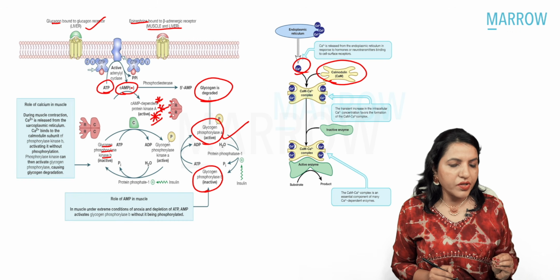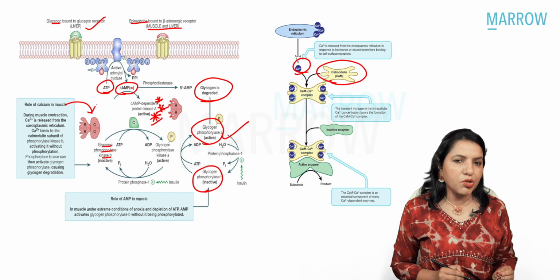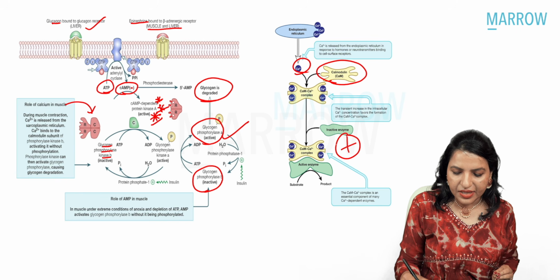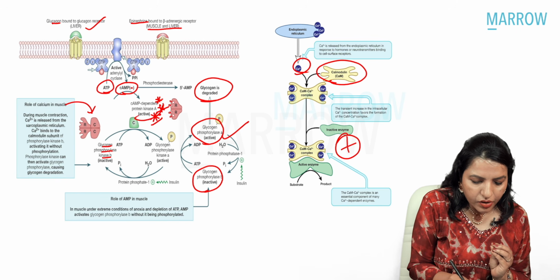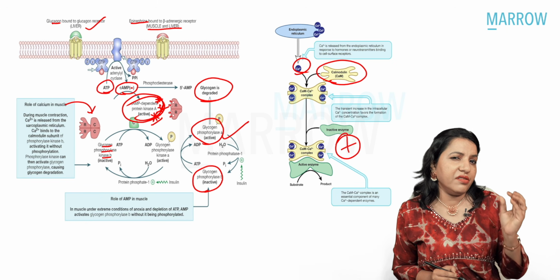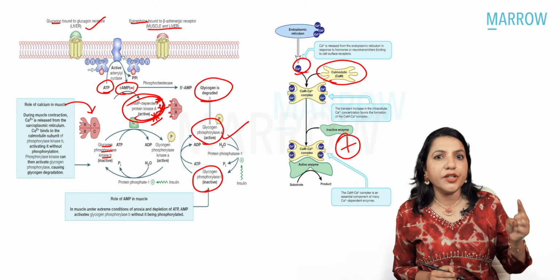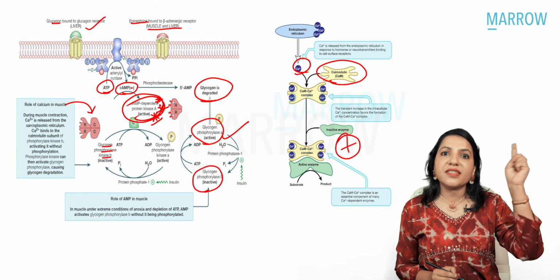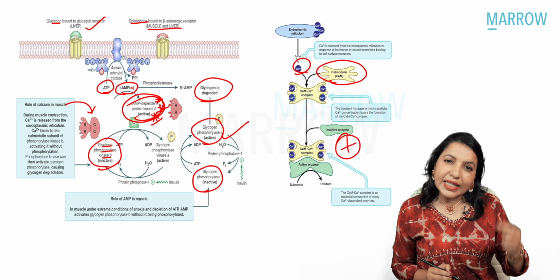Now, what's the action of this calcium calmodulin complex? Once the calcium is out of the sarcoplasmic reticulum in the muscle, the calcium calmodulin complex is active. Once this is active, it is not acting on cyclic AMP dependent protein kinase. Cyclic AMP dependent protein kinase is exclusively dependent on cyclic AMP. It is not under the control of calcium or the calcium calmodulin complex. But this calcium calmodulin complex can bind to glycogen phosphorylase kinase, which is cyclic AMP independent.